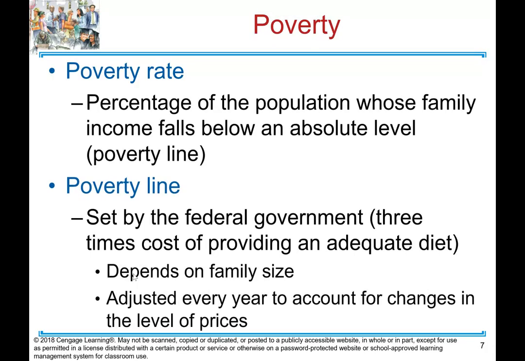Poverty. Poverty rate is the percentage of the population whose family income falls below an absolute level, and that level is called the poverty line. The poverty line is set by the federal government, and it's 3 times the cost of providing an adequate diet. It depends on the family size, and is adjusted every year to account for changes in the price level.